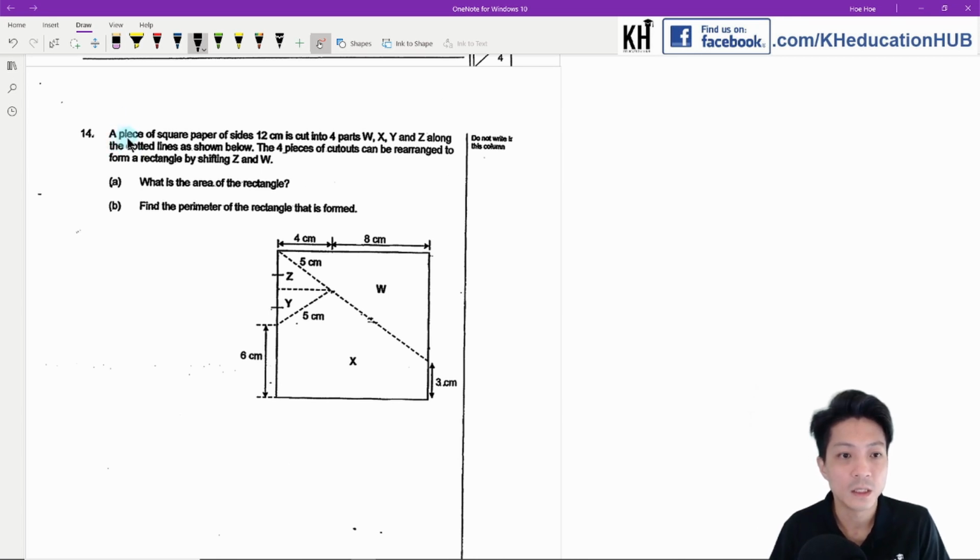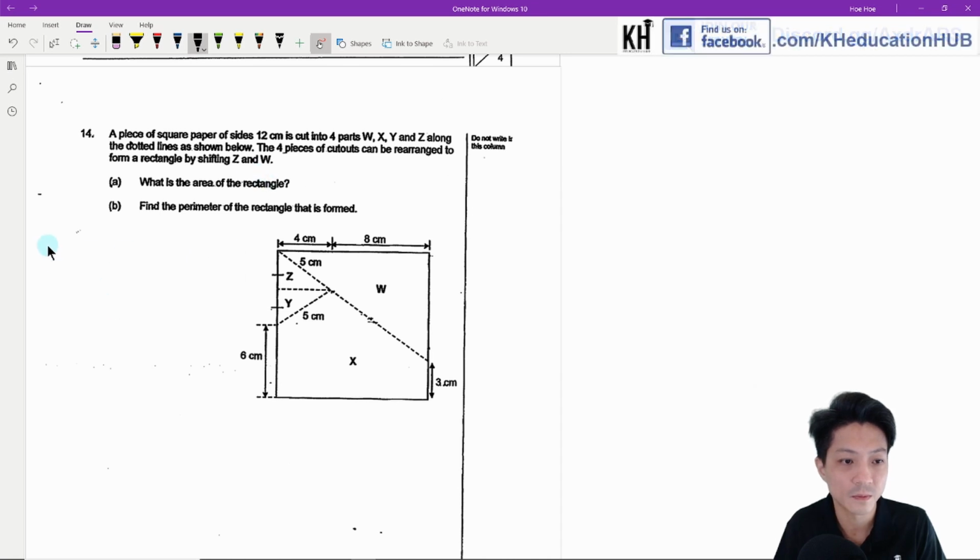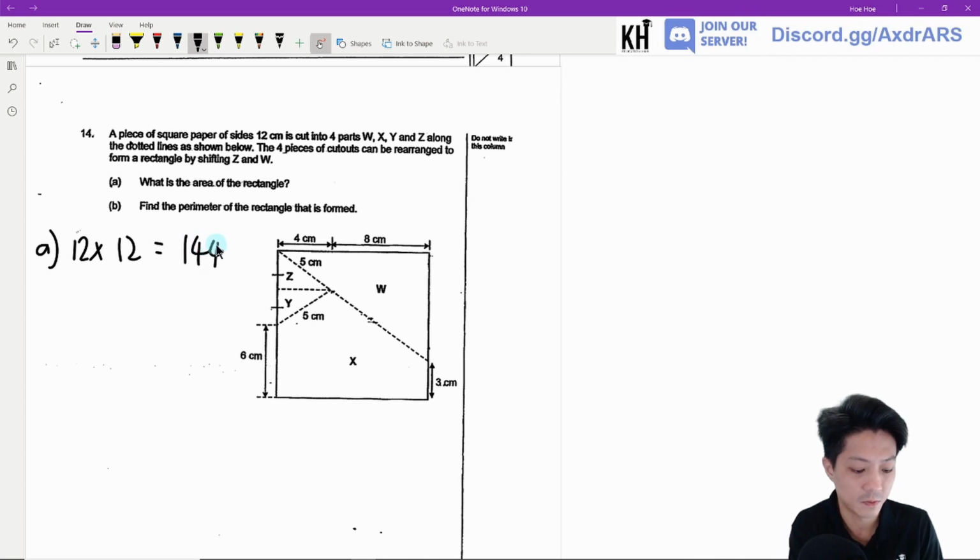Okay, question 14. A piece of square paper of sides 12 cm. Okay, it's cut into four parts, sorry, W, X, Y, and Z along the dotted lines as shown below. The four pieces of cutouts can be arranged to form a rectangle by shifting Z and W. Okay, what is the area of the rectangle? Okay, so the area of the rectangle is basically the same as the area of the square, which is 12 times 12. Okay, 144.